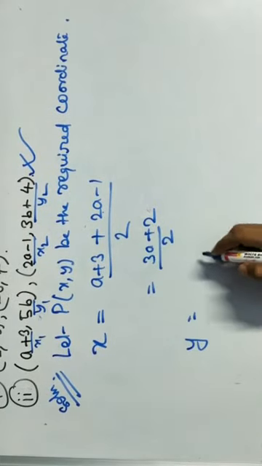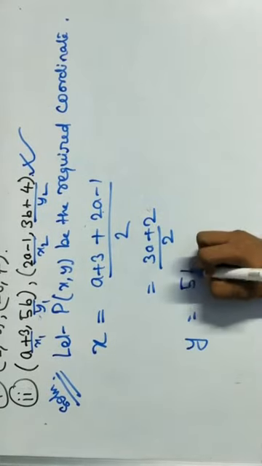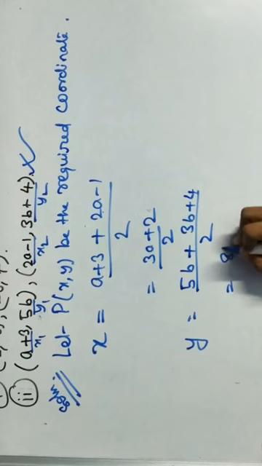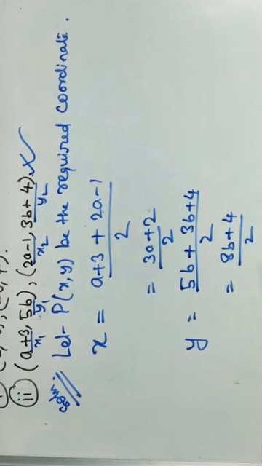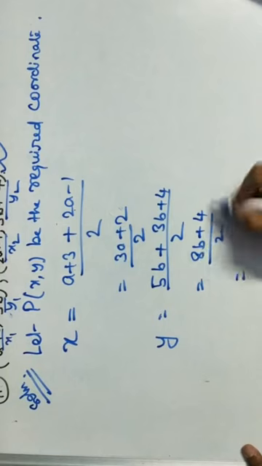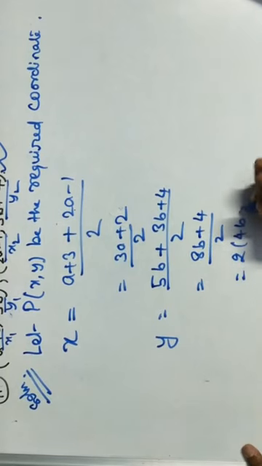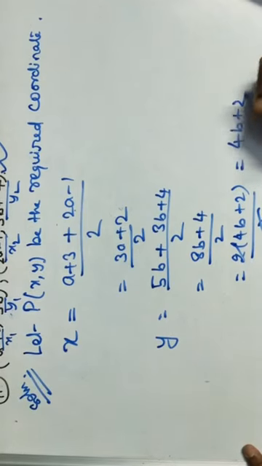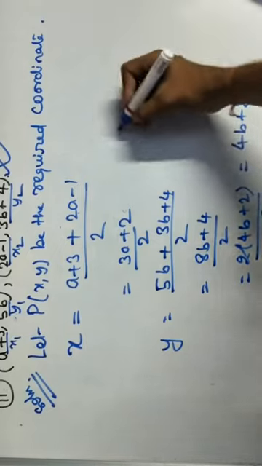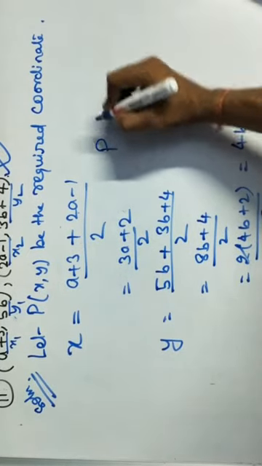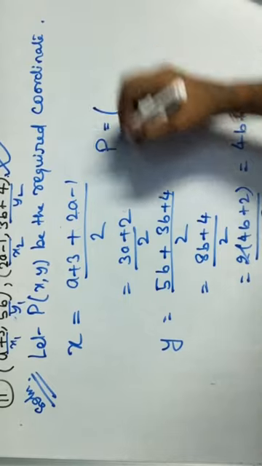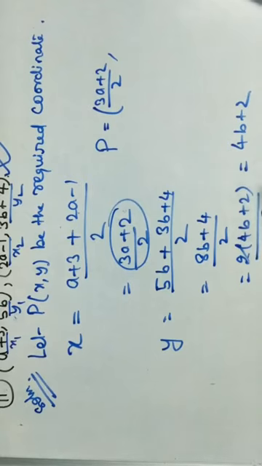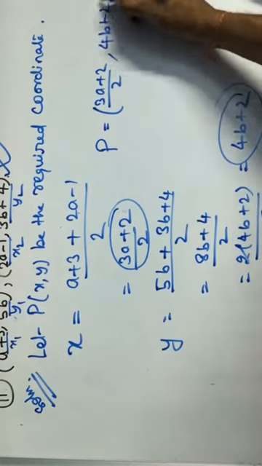The ordinate of the midpoint will be (5b plus 3b plus 4) by 2, that is (8b plus 4) by 2, taking 2 common. So the answer will be 4b plus 2. So what is the point that you got? The required point is P, that will be ((3a plus 2) by 2, 4b plus 2). So this is your answer.